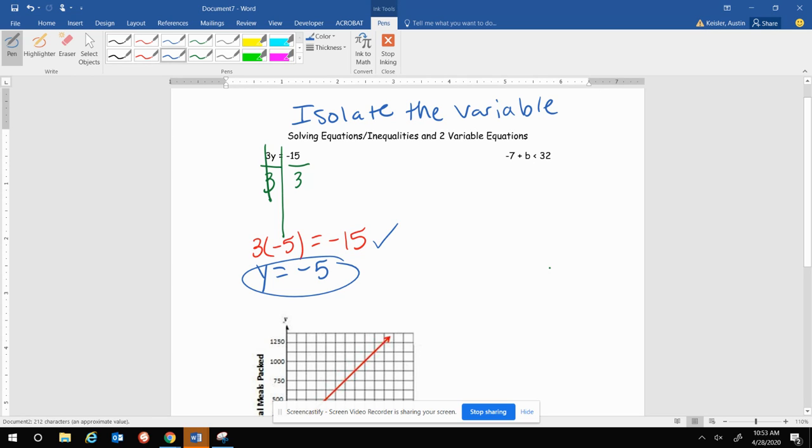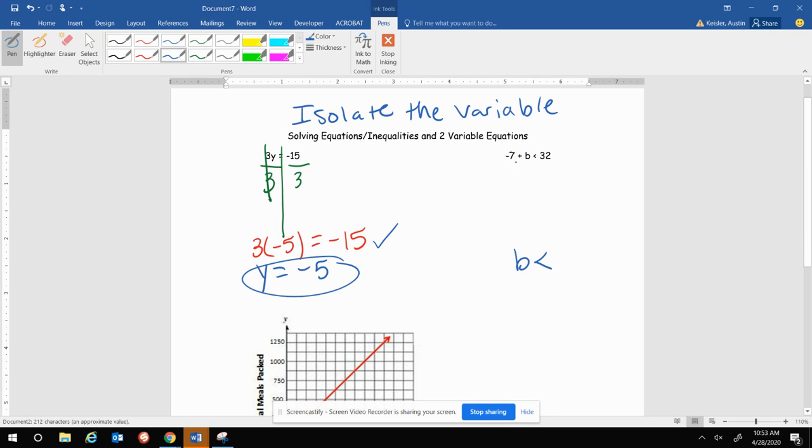So the next one is an example of an inequality because it has a less than sign, but we're going to solve it the exact same way. I want b by itself at the end, and to remember at the end, it's not going to be an equal sign, it's going to be a less than sign. So I want to figure out b is less than what?